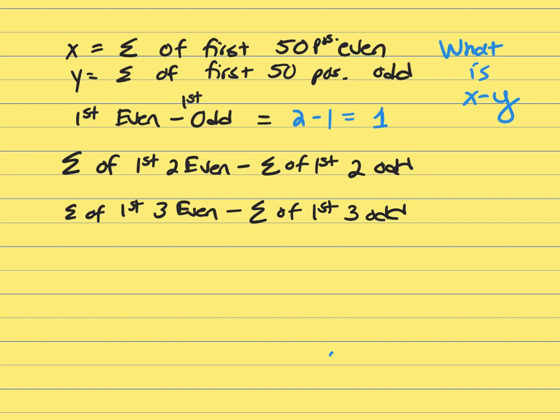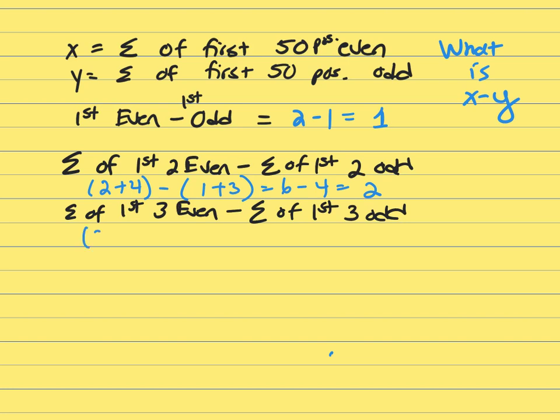All right, what's the sum of the first two evens? The first two evens would be 2 plus 4, minus the sum of the first two odds, 1 plus 3. So that's 6 minus 4, which equals 2. Are you starting to see something?